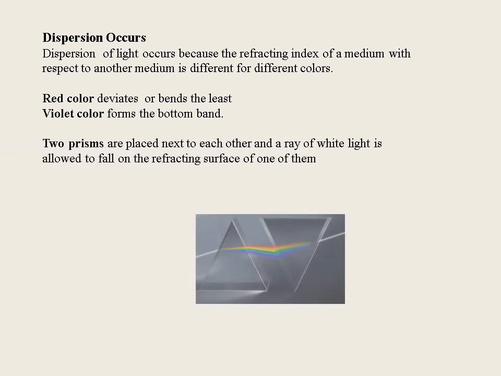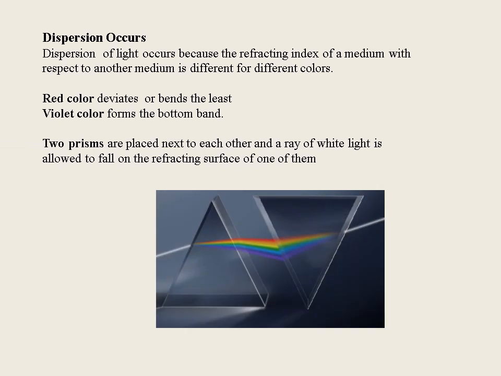If two prisms are placed next to each other such that their adjacent faces are parallel to each other and a ray of white light is allowed to fall on the refracting surface of one of them, then the first prism on which the ray of light falls will disperse the light into 7 colors. When this dispersed light enters the second prism, all the 7 components of light reunite and a ray of white light emerges out from the prism. Therefore, two prisms kept opposite to each other behave like a glass slab.